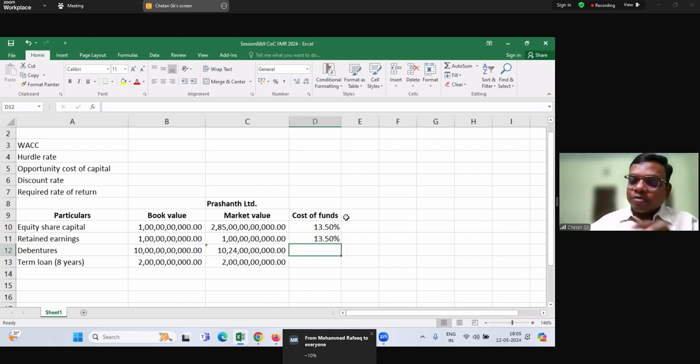So that is the reason I'm saying your debentures should be more than that. That is the logic I'm giving to you. So if you take a housing loan, how much is the rate of interest?